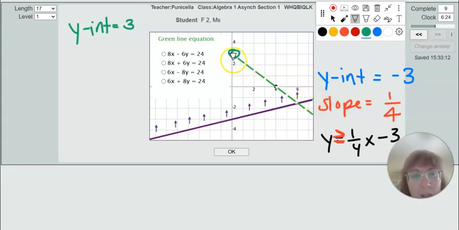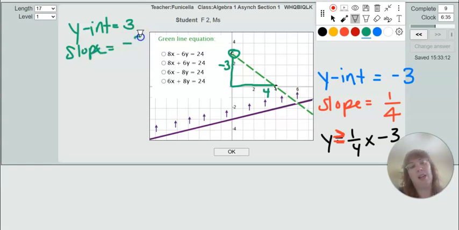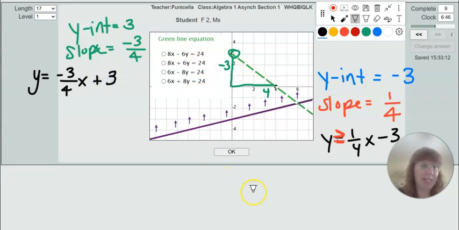And our slope is going down 3 over 4 to get to that next point. So our slope is -3/4. So our equation is y equals -3/4 x plus 3. We do not see that with all of these options. So what we have to do is some maneuvering and put them into slope-intercept form.